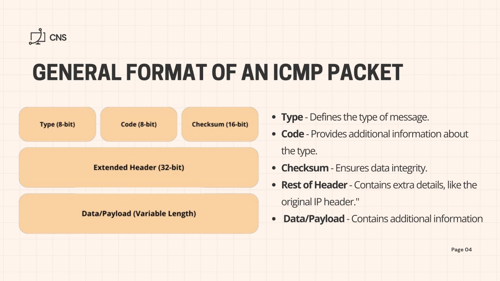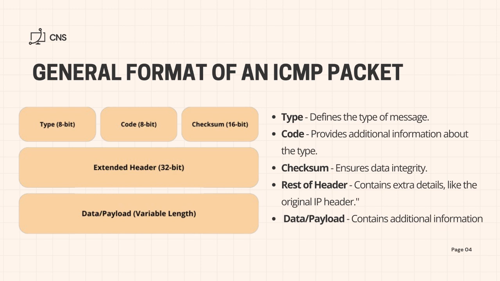Now we know the types of ICMP messages. Let's look at how these messages are structured in a packet form. An ICMP version 4 packet consists of the following key fields. First one is a type. It identifies the type of ICMP message. For example, it identifies that the message is an echo request or a destination unreachable message. Second one is a code. It provides additional information related to the type. For example, if it is a destination unreachable, then the different reasons for destination unreachable.